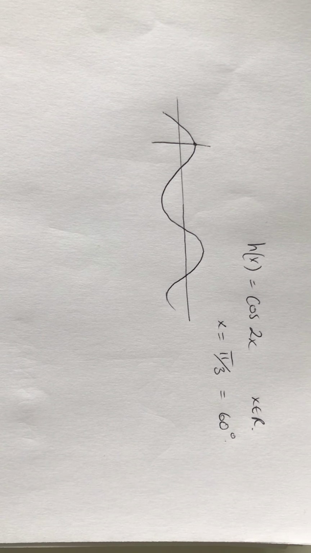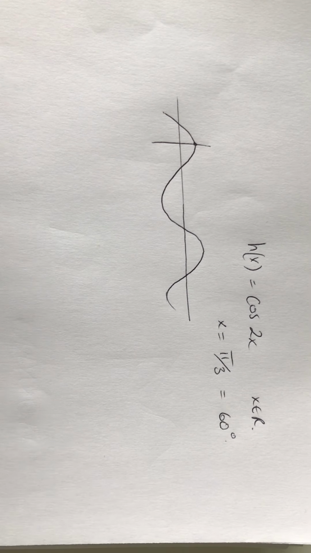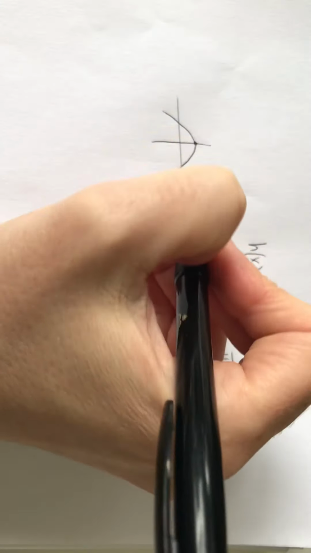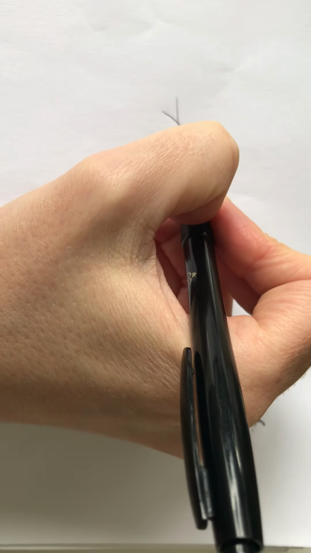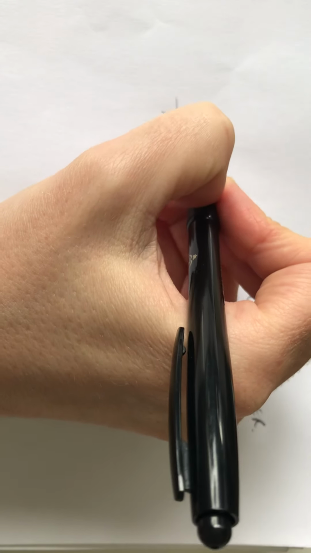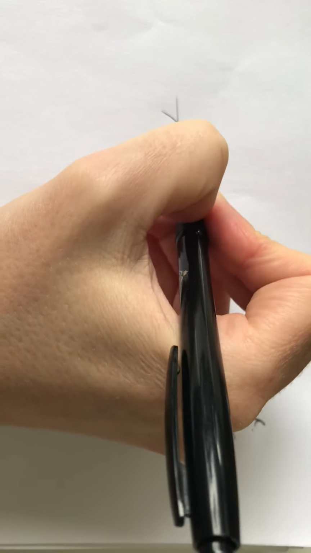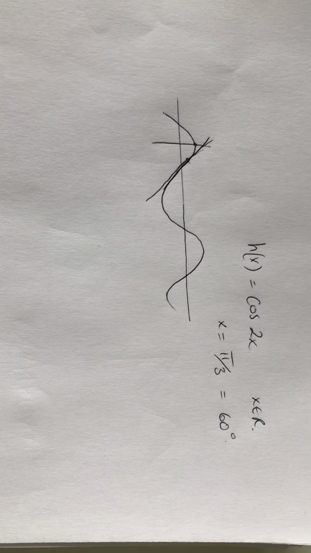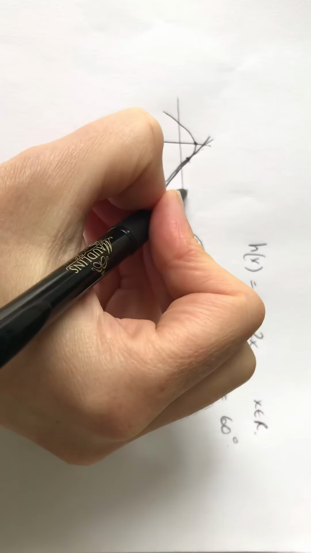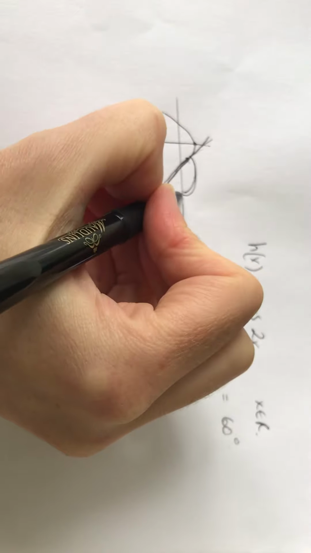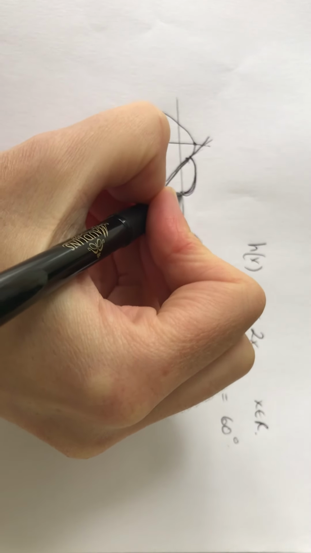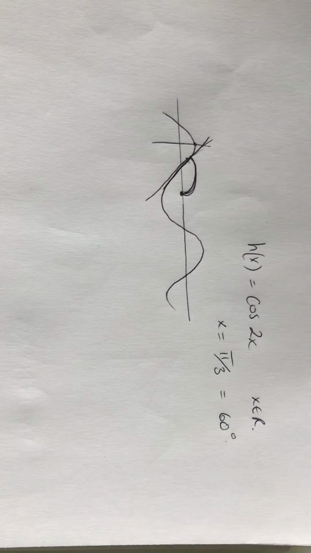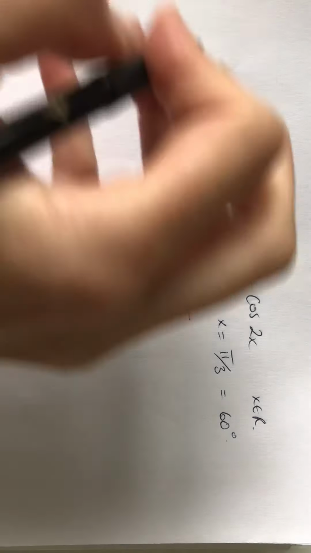Okay, so a tangent is drawn at about 60 degrees. Maybe, I don't know. Let's go for about there. Okay, so tangent is drawn there. And find the angle that this tangent makes with the positive side of the x-axis. So we're looking for this angle here. Hopefully that makes sense.